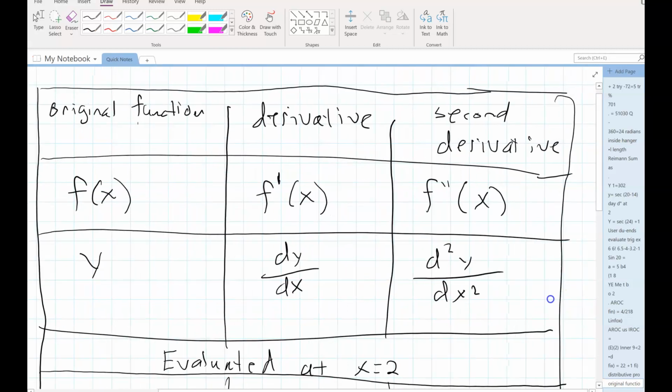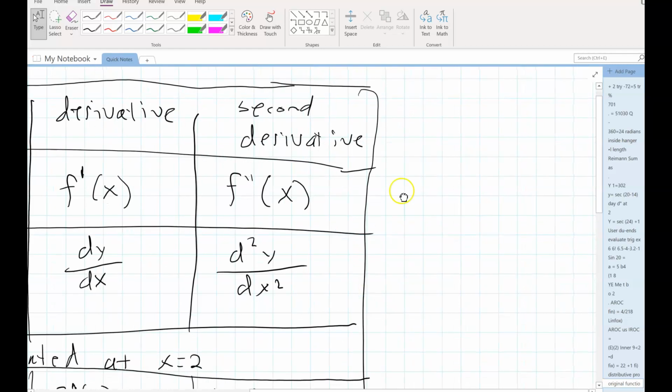And actually you could keep going and take more derivatives. In fact, at some point the primes get too hard to keep track of, so we just put a little number in parentheses. This would be a third order derivative. In other words, I've taken the derivative of the original function 3 times.